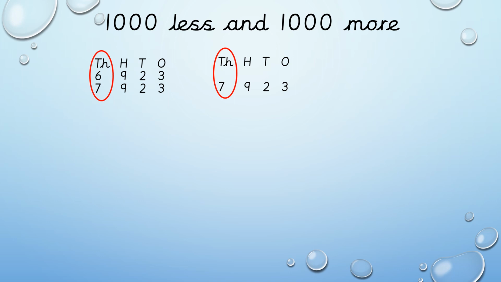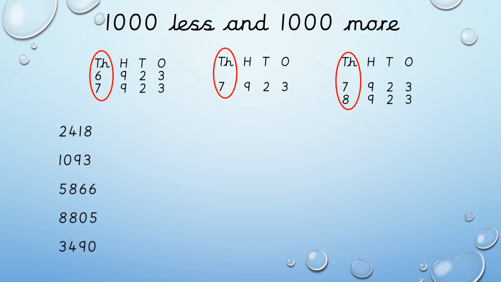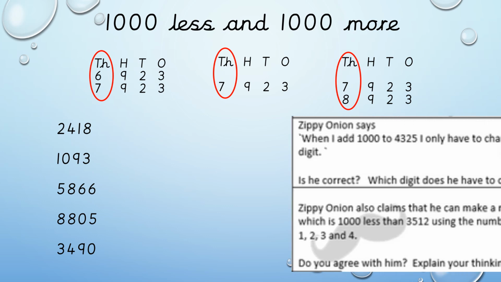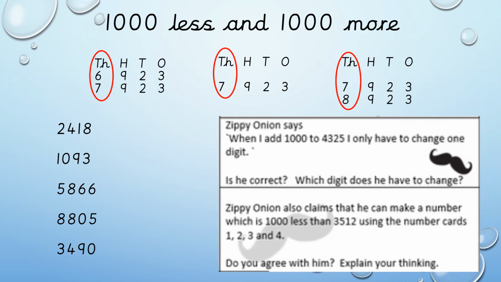What about 1,000 more than 7,923? Excellent. 8,923 is 1,000 more than 7,923. Now try find 1,000 less and 1,000 more for yourself. I wonder if you're confident enough to try this challenge too. Pause the video and have a go if you are.